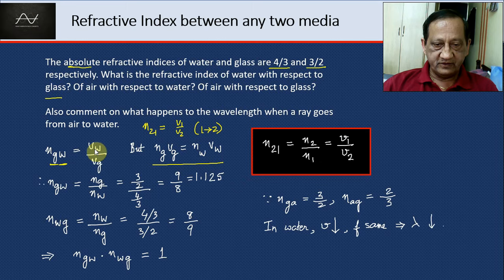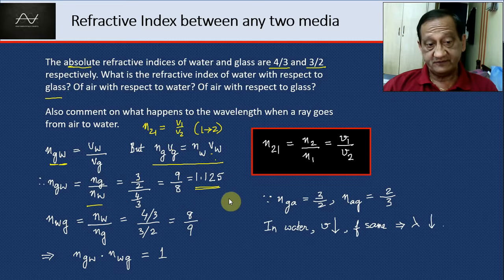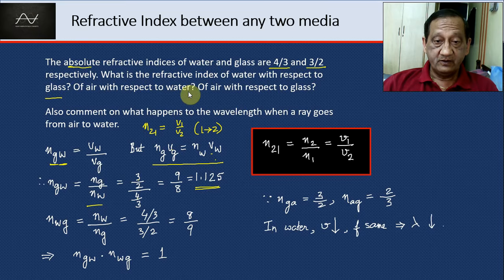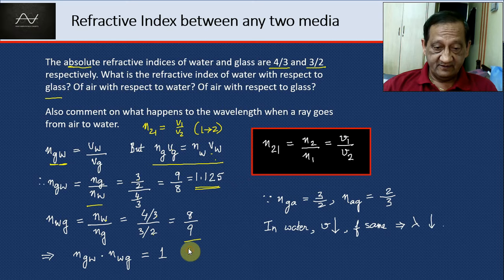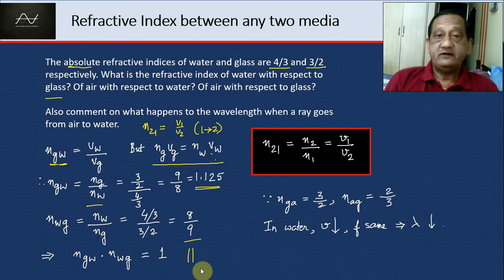And what is VW by VG from here? VW by VG is NG by NW. So NG is 3 by 2, NW is 4 by 3, so 9 by 8. That is what we saw last time, 1.125. Now he's asking of water with respect to glass. So NWG will be NW by NG. That is, NW is 4 by 3, NG is 3 by 2, that is 8 by 9. One observation we can make: NGW into NWG is equal to 1.